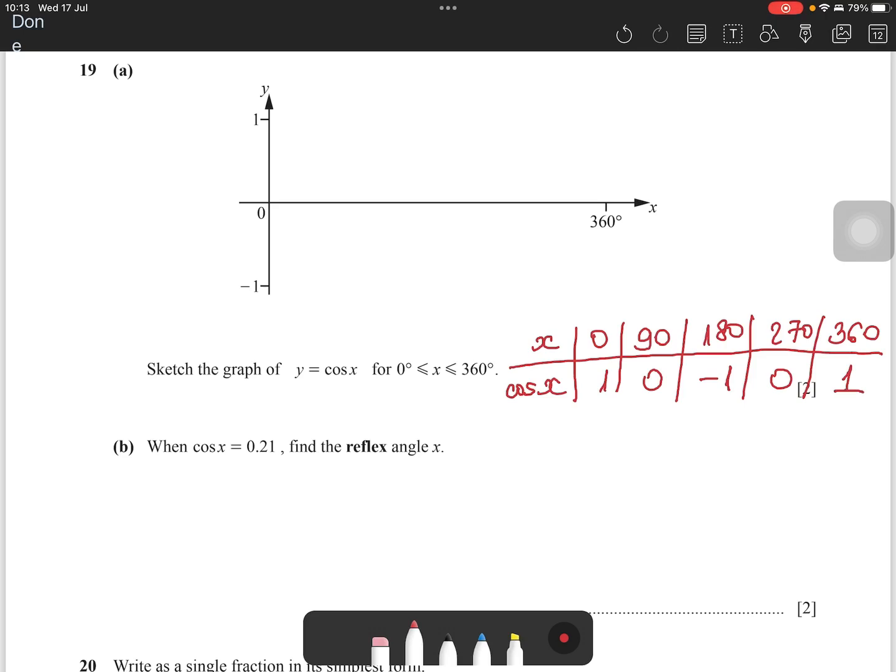So let's plot the point 0, 1 here. 90. We need to divide this one into 4 equal parts. Suppose that this is 180, this is 90, this is 270. So the point 90, 0 here. The next, 180, negative 1 is here. 270, 0 is here. Finally, 360, 1 is here. And now we'll join them together.